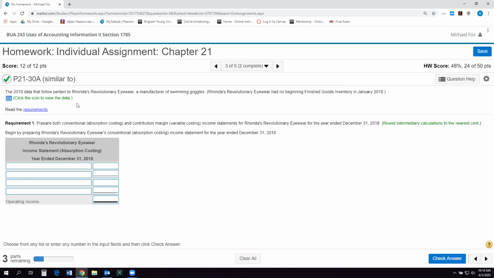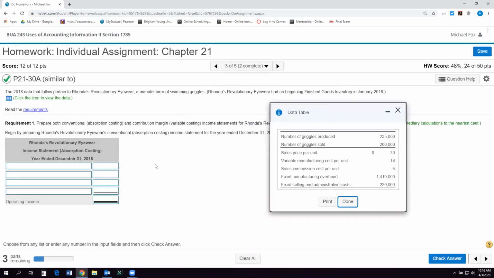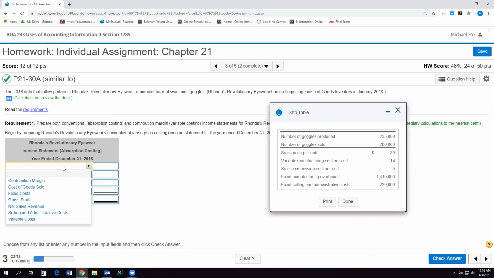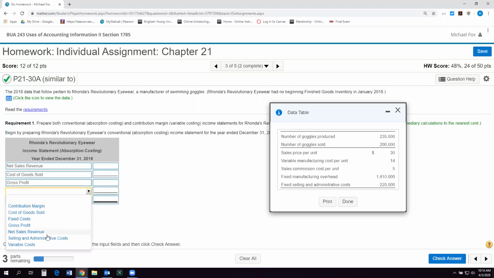So the first one is Rhonda's Revolutionary Eyewear, and we're supposed to do an absorption costing income statement and then a variable income statement. So the absorption costing income statement is going to always have our net sales revenue minus our cost of goods sold, which would be our gross profit, and then minus our selling and administrative costs. So that's how they always do it.